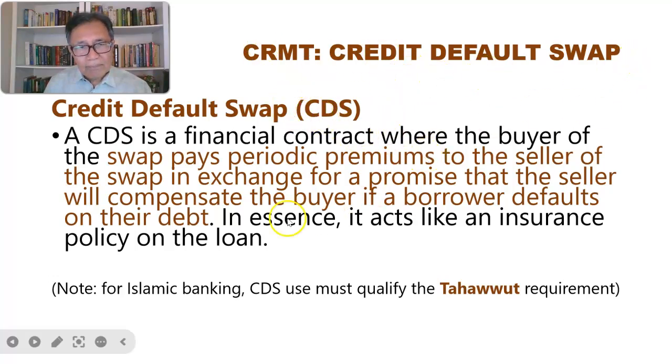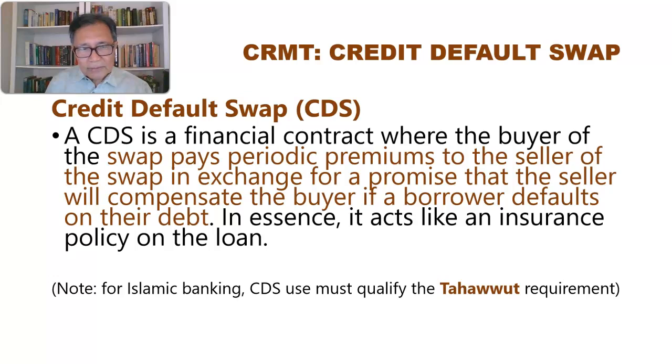And finally, we look at the third risk mitigation tool, and that will be the credit default swap, or CDS. So the CDS is a financial contract where the buyer of the swap, which is the bank, pays a periodic premium to the seller of the swap, or the CDS seller, in exchange for a promise that the seller will compensate the buyer if the borrower defaults on their debt. In essence, it acts like an insurance policy on the loan.